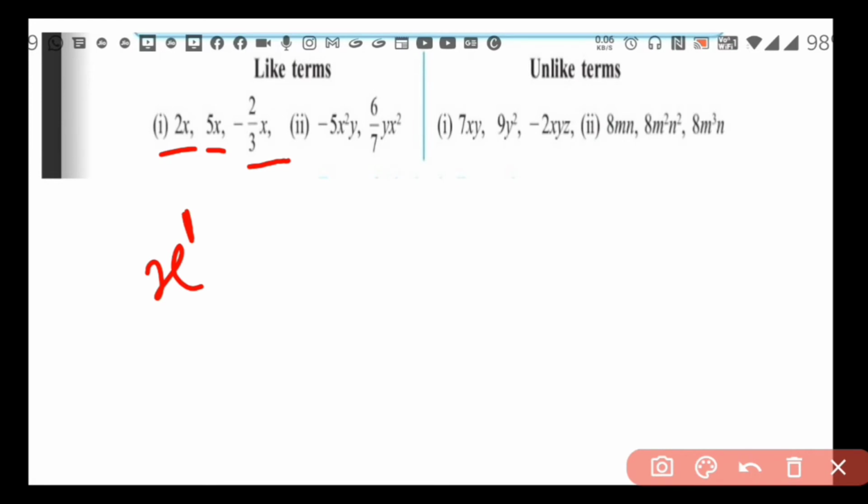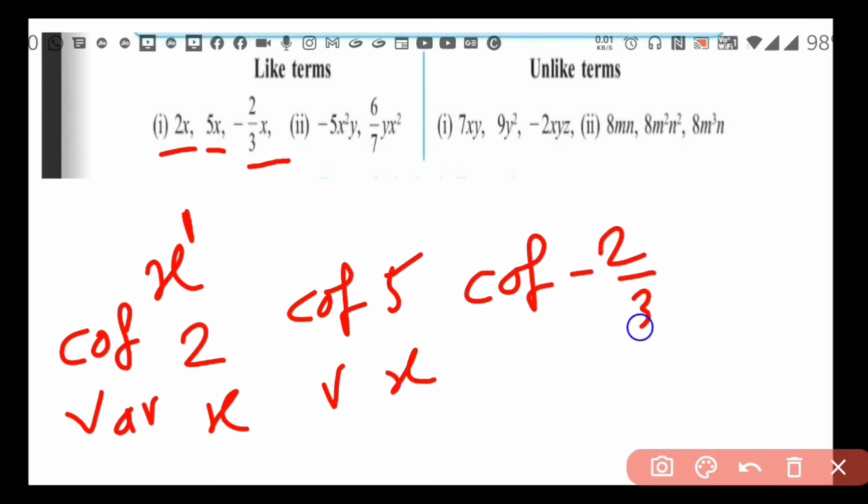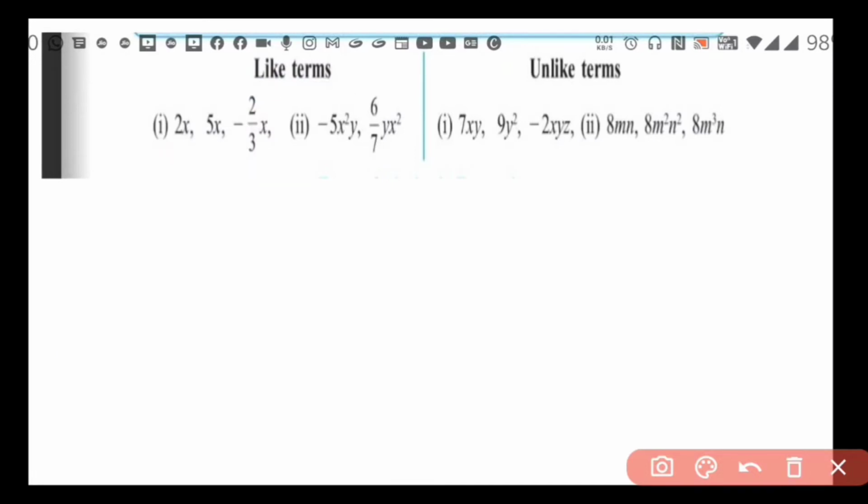So in the first term, the coefficient is 2 and the variable is x. In the second term, the coefficient is 5 and the variable is x again. And in the third term, the coefficient is minus 2 upon 3 and the variable is x. So in all these 3 terms, x is the variable, and when the variable is the same and has the same index, such terms are known as like terms. They are like terms. Okay.